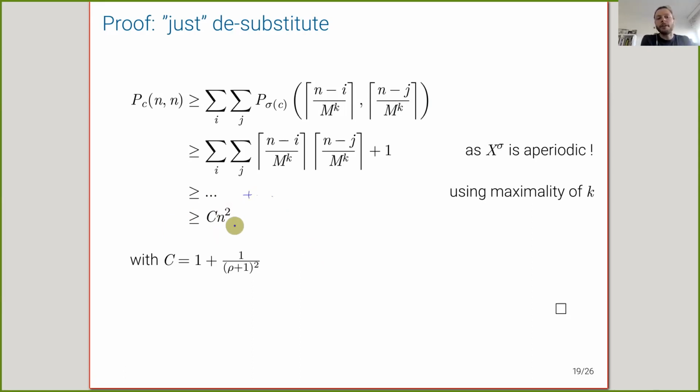What we care about is that this sum is bigger than C times n square, with C a constant that just depends on rho, the size from which sigma is recognizable. So C only depends on sigma and not on n. And this is, of course, bigger than 1 because it's 1 plus something positive. So we have our result.